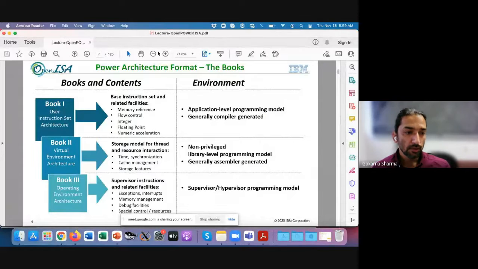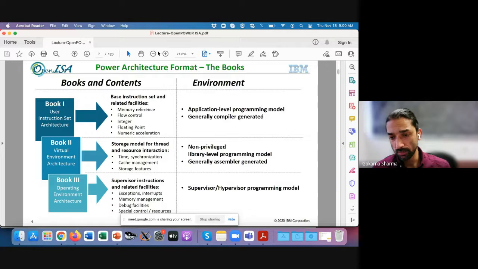So we have 3 books, particularly 3 books. So why did they divide into 3 books? So it helps to somehow identify what are the basic instructions, and then you go a little bit more into a storage model, and then you have other things, for example, when you have exceptions, how do you manage memory? How do you debug some special control and resources? So there are 3 books.